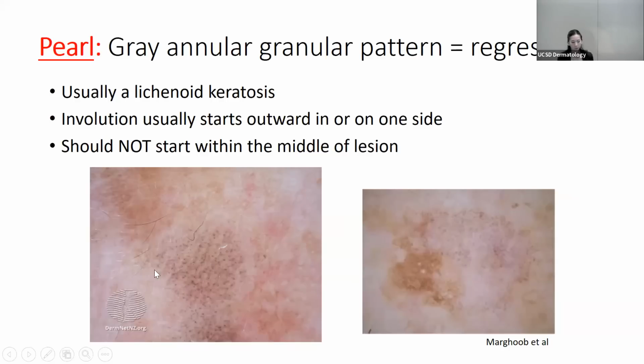You can see that here too, where the gray dots are on the side, and on this other side you can see more lentiginous pigment. It's kind of light, but this looks more like a lentigo.